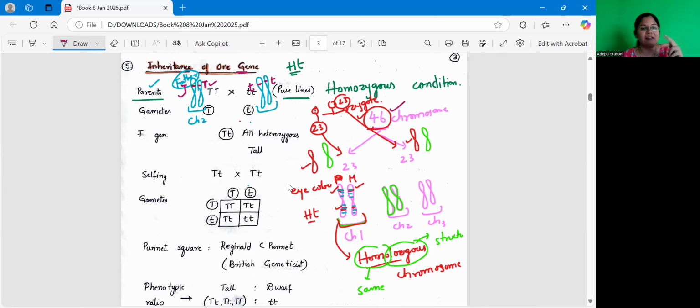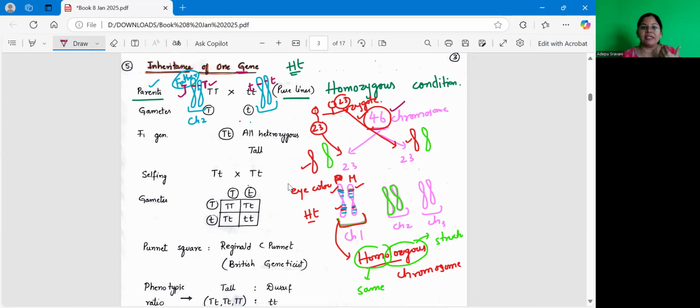For example, if you are selfing a plant for 5 to 6 generations, then the 6th or 7th generation will definitely have the homozygous condition. Okay, what do you mean by homozygous again? Both the alleles will be the same. It can be capital T, capital T or small t, small t. Clear? So if both the alleles are the same, such a condition we call homozygous.